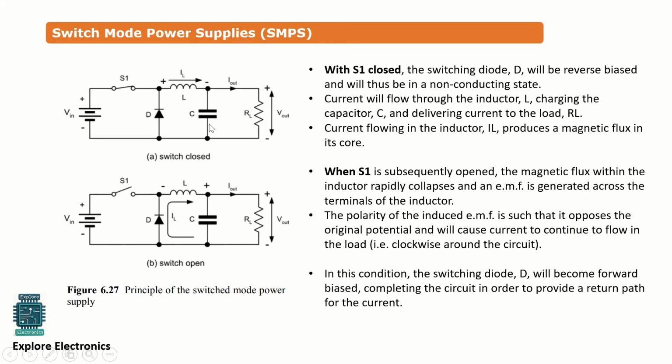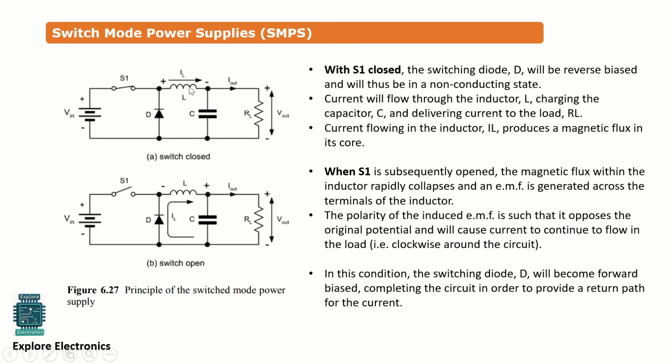This capacitor will be charged and this will give an output I out as a current here to the load RL. Means I out will be the constant current which RL gets. Then when the switch is open, what happens? When the switch is closed, this IL will be the current flowing through the inductor.